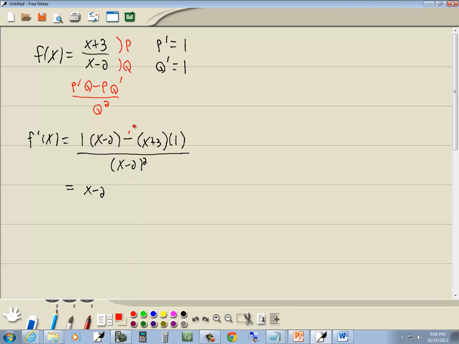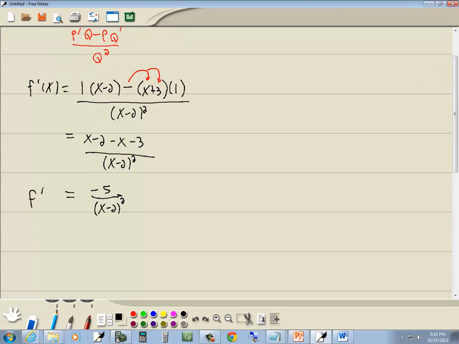Remember, you have a negative out in front of your parentheses, which flips the sign of everything inside. So the x becomes a negative x, the positive 3 becomes a negative 3, all over x minus 2 squared. Now x minus x drops away. Negative 2, negative 3 is negative 5 over x minus 2 squared. And that's our first derivative.